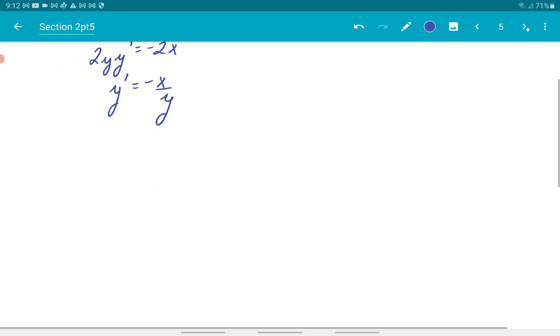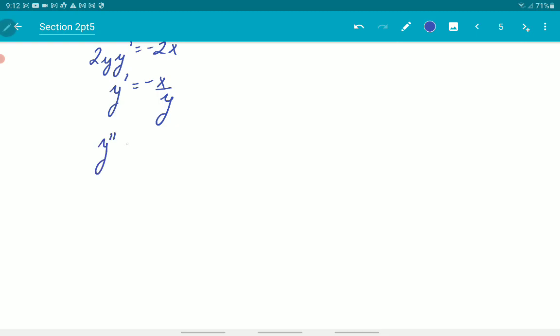Now, they're asking us for the second derivative. The derivative of the first derivative is the second derivative, so there's my y prime. And then I'm going to have to use the quotient rule here. Quotient rule, and I'm just going to go ahead and apply it. It says it's the bottom times derivative of the top minus the top times the derivative of the bottom all over the bottom squared.